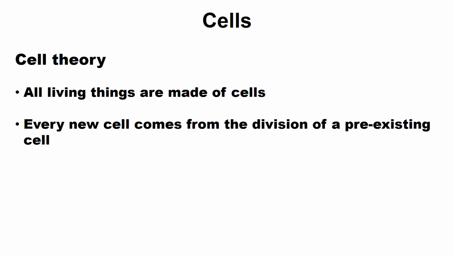All right, so let's talk a little bit about the cell theory. The cell theory states that all living organisms are made out of cells, and that every new cell comes from the division of pre-existing cells. And this is kind of like the chicken or the egg question, because what was before the first cell? According to this theory, every new cell comes from the division of pre-existing cells.